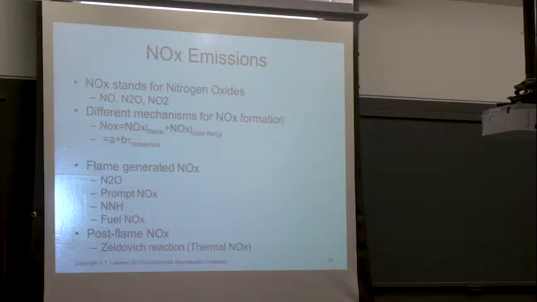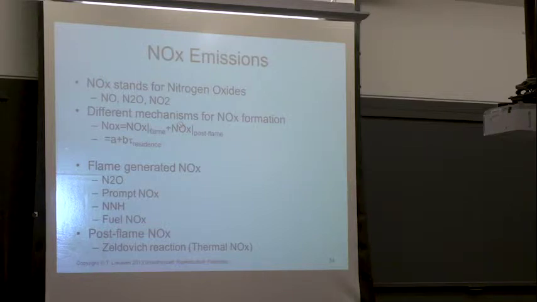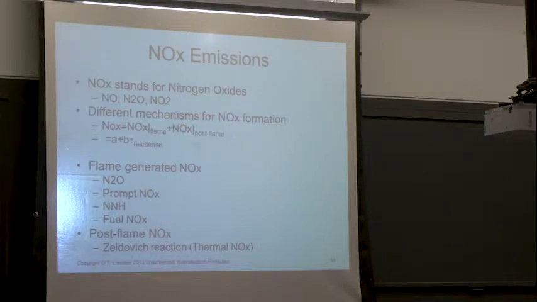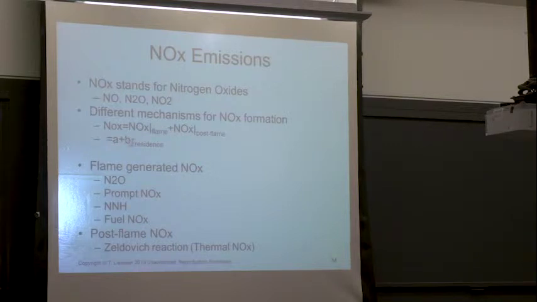You also get post-flame NOx, and this occurs when you take nitrogen and oxygen and you heat it up above, as we just said, about 1800 or 1850 K. If you heat nitrogen and oxygen up, the N2 and the O2 will start reacting with each other, and they will start forming NOx. So a simple formula for a given fuel is NOx equals A plus B times tau residence, where A is the flame NOx, tau residence is your residence time, and B is the post-flame NOx sensitivity.